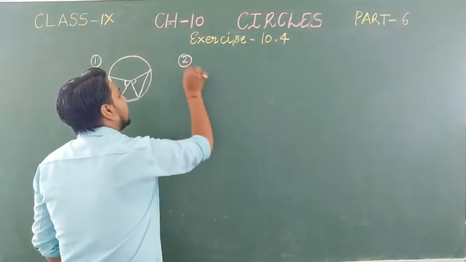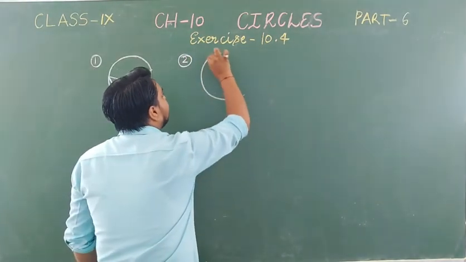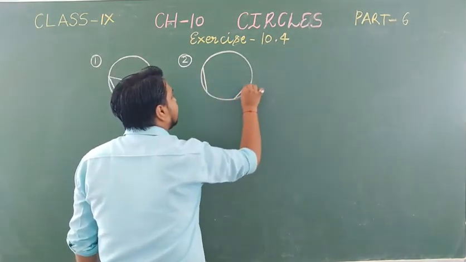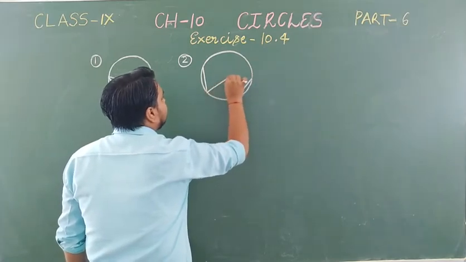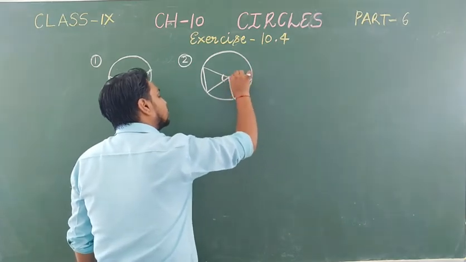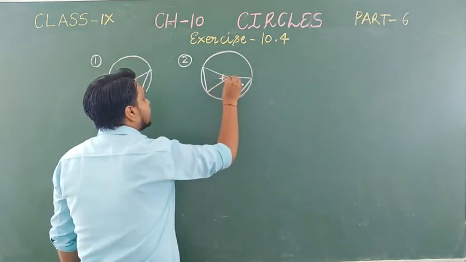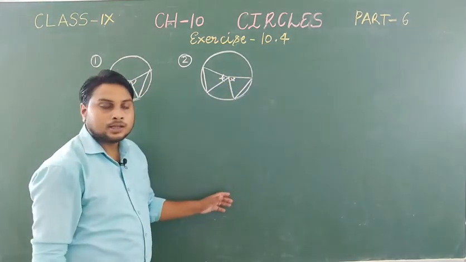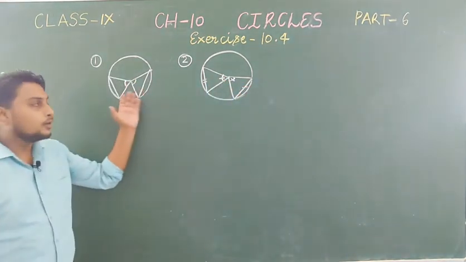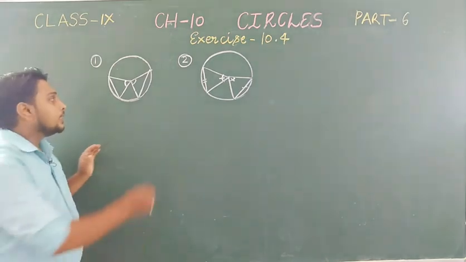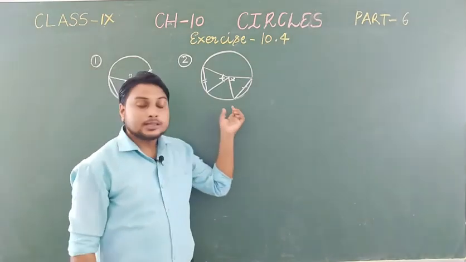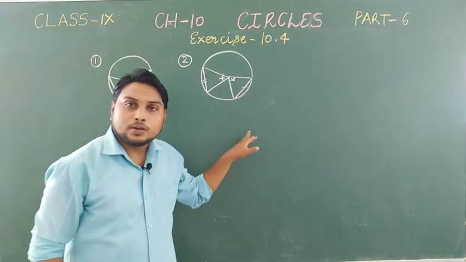The second theorem we have studied: if there is a circle and in this circle there are 2 chords, and the angles subtended by these 2 chords at the center are equal, then the chords are equal. It is the converse of theorem first. The first time we said that if the chords are equal then the angles will be equal. In the second theorem we have said that if the angles are equal then the chords will be equal.